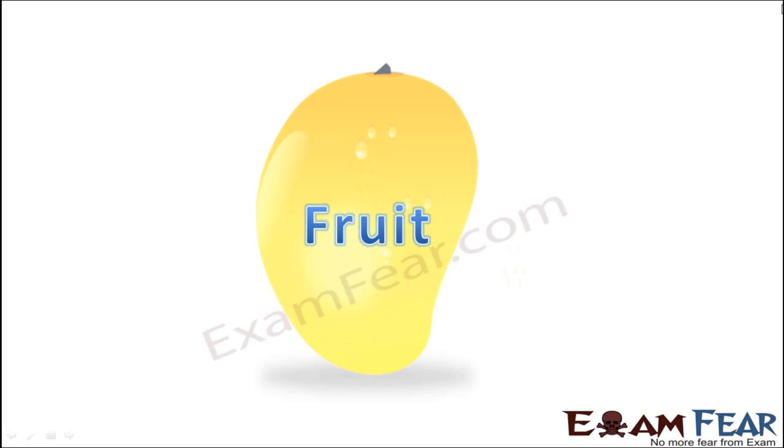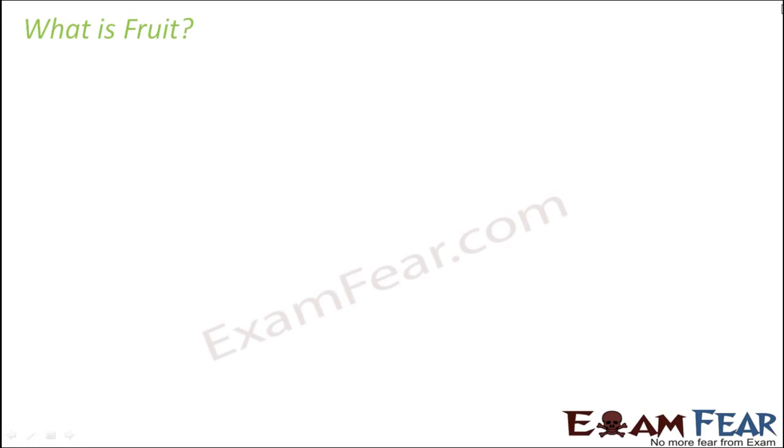Let us now talk about the next one of the very important parts of a plant, that is fruit. I don't think that I need to explain a lot about fruit. We all know fruits, we all eat different varieties of fruits. But still, let us see what exactly is a fruit and how is a fruit formed. So fruit is nothing but the ripened ovary after fertilization.